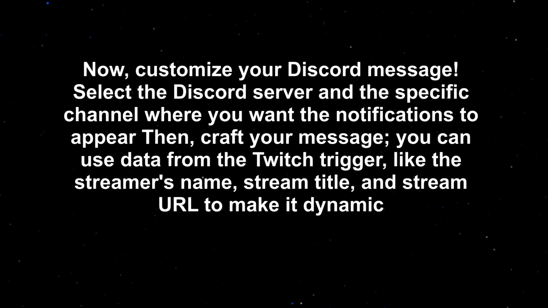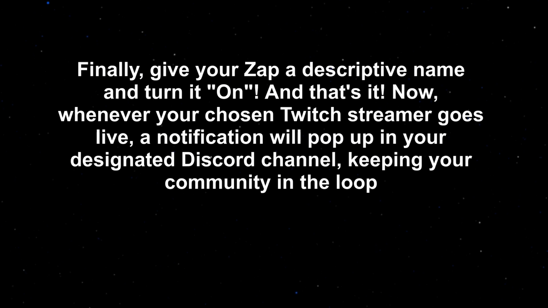Then, craft your message. You can use data from the Twitch trigger, like the streamer's name, stream title, and stream URL to make it dynamic. Finally, give your Zap a descriptive name and turn it on. And that's it. Now, whenever your chosen Twitch streamer goes live, a notification will pop up in your designated Discord channel, keeping your community in the loop.